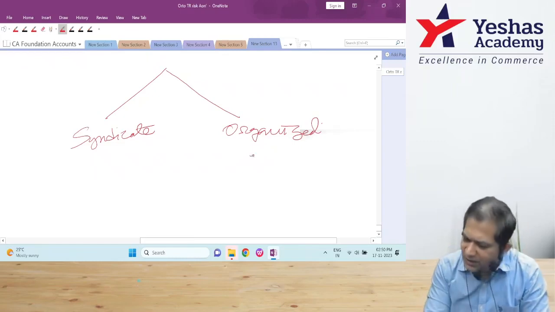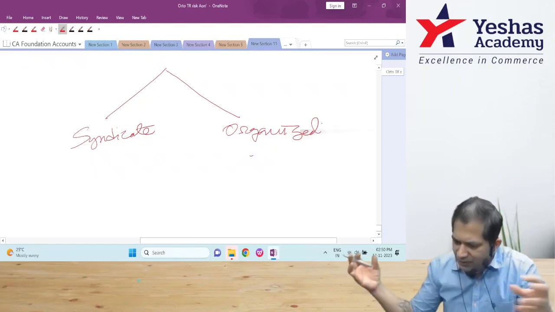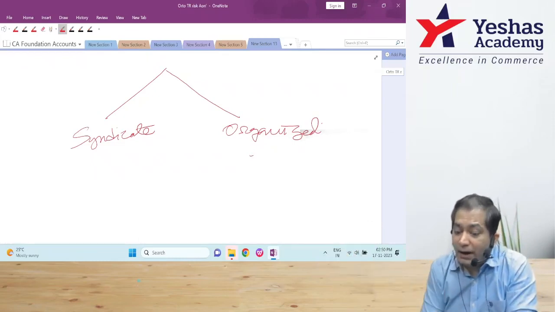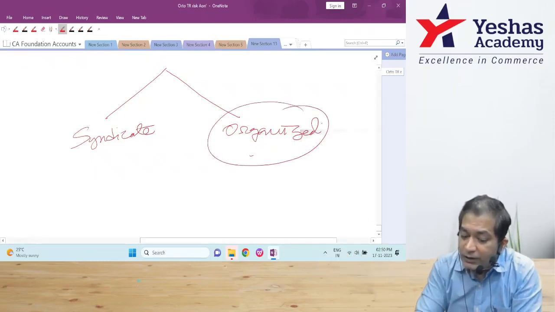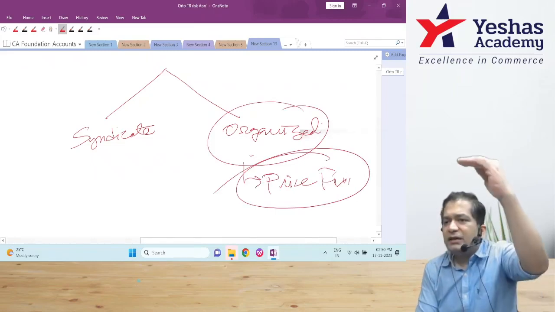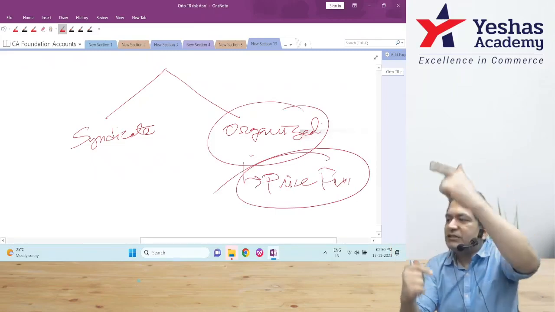Organized, they will do the same thing. They will again form a syndicate. They will pool their output to the syndicate, and the syndicate will sell. But in an organized oligopoly, there is a price fixing situation. Price rigging, price fixing. How do they fix the price? Demand is here, they will supply less, so the price is high.